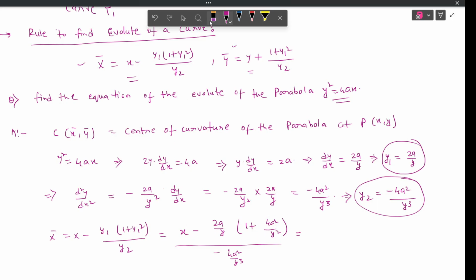So sorry, this division would be up to this. So we'll get x minus, this minus minus would be plus, this is 2a by 2a and 2a, 1 2a will cancel out from this, and this y cube will come out in the numerator and this y will cancel out. So you will get x plus y square by 2a into 1 plus 4a square by y square.